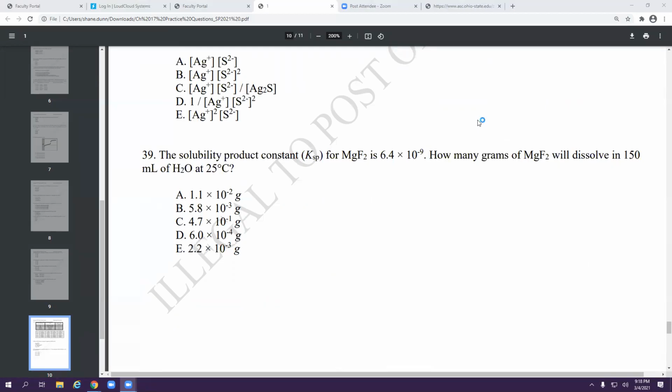Okay, 39's a pain in my butt, and you'll see why. So, this is the KSP, right? I'm looking for grams. The X value for KSP is equal to moles per liter. So guess what I have to do? I have to first find X, divide by the volume, get moles, and then multiply by the molar mass. This is a very hard problem.